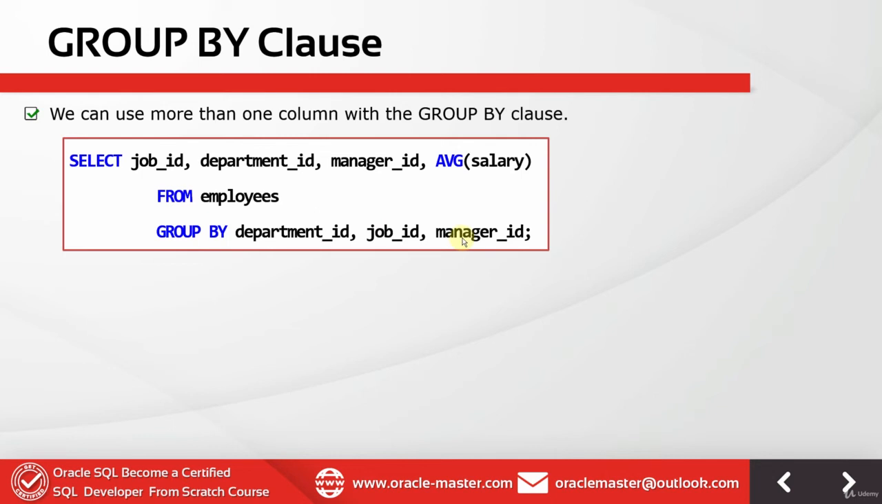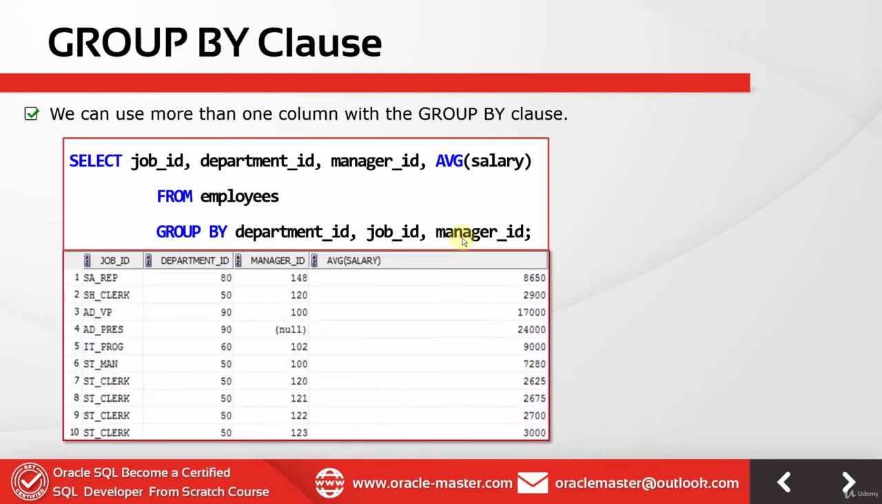And if I show you the output, these rows are grouped by their department ID, job ID, and manager ID values. By the way, changing the order of these columns in the group by clause may change the order of the returning rows. But this doesn't change the result set. I mean, the rows will be the same except for their returning order.